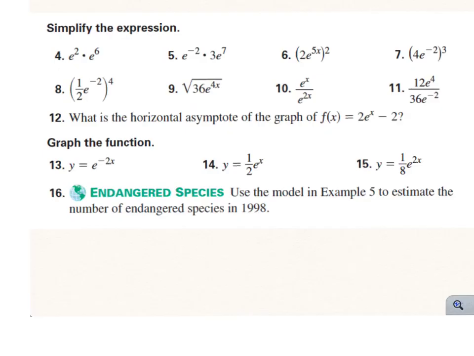Here we just have some problems to practice with. I would use these to add on to any of the practice that you're going to have to study for our test. We can go over a couple of these later.